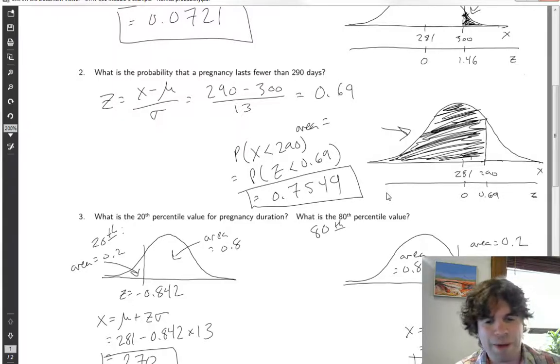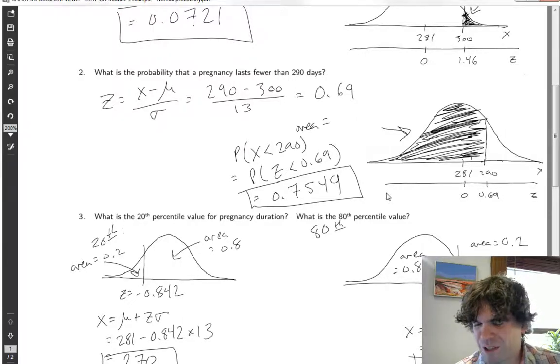I don't know what the population mean is. Of course, the population mean will be different for different subgroups. Maybe it will be different in different countries, different for different time periods. This was done in 1990. Maybe it's changed since then. So I'm saying population mean is 281. It's approximately 281 according to the best information I could find.